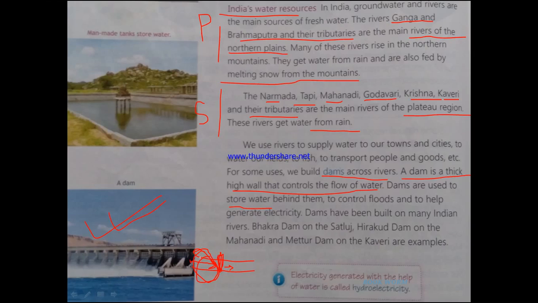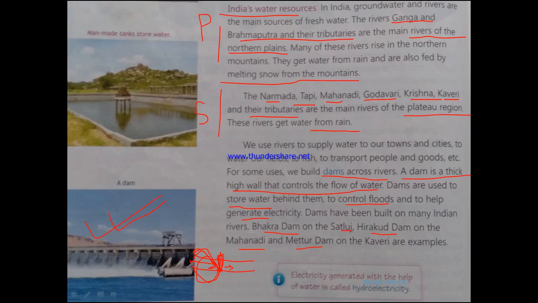Sorry for the drawing because I can't draw a better picture in this little space. Okay, so I hope it's clear to you. You can also search out different pictures from Google. You can understand better. And they also help to control floods and generate electricity. And some of the important examples are Bhakra Dam, Hirakud Dam and Mittur Dam. Okay, so Bhakra is on Satluj, Hirakud is on Mahanadi, Mittur is on Kaveri. These are the dams.